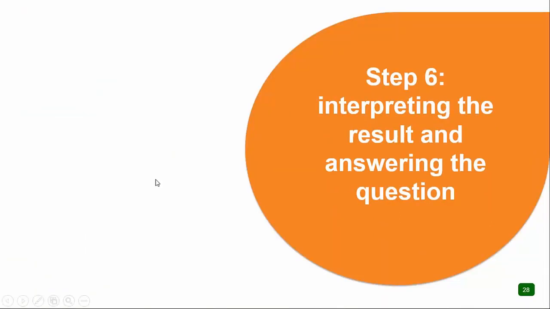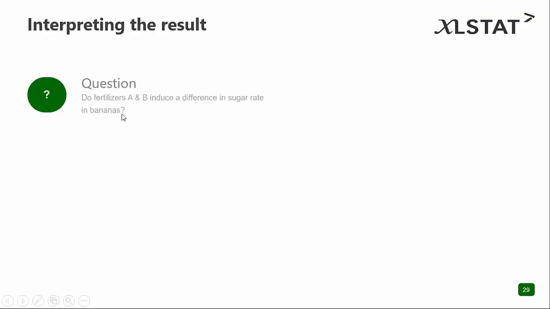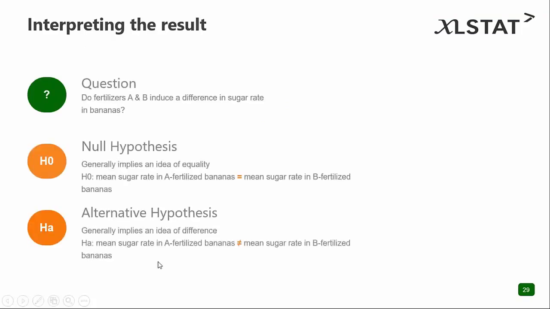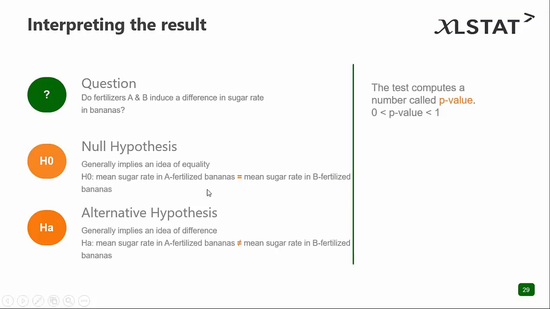So we just ran the test in XLSTAT. Now it's time to interpret the result and answer the question. So the decision is made by comparing the p-value to the risk threshold alpha we set earlier. Here's the question again, the null hypothesis and the alternative hypothesis. The test computes a number called the p-value, as we just saw. The p-value is a probability value, so it's also bounded between 0 and 1.